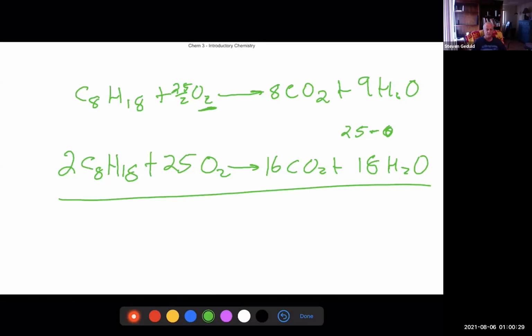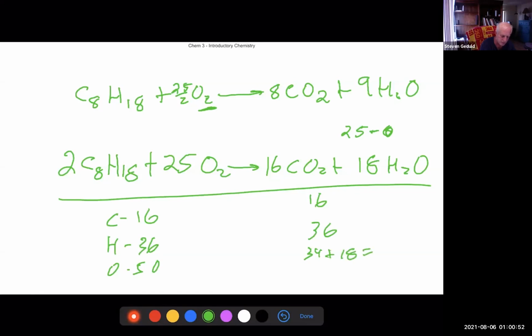If you want to double check it, carbon has 16, carbon has 16. Hydrogen, 36, 18 times 2. Hydrogen has 36. Oxygen, there's 50, 25 times 2, and then there's 16 times 2 is 34, plus 18. What did I do wrong?